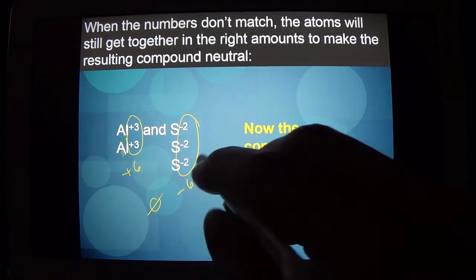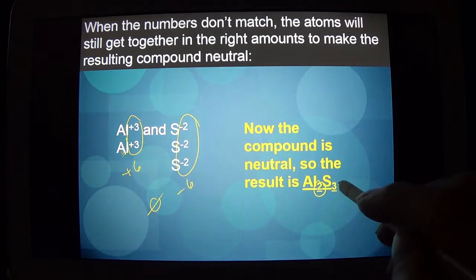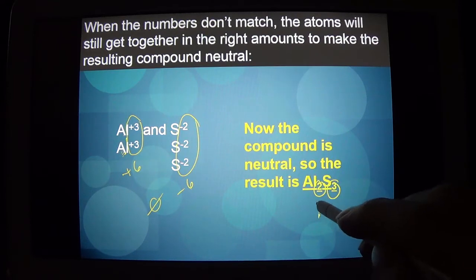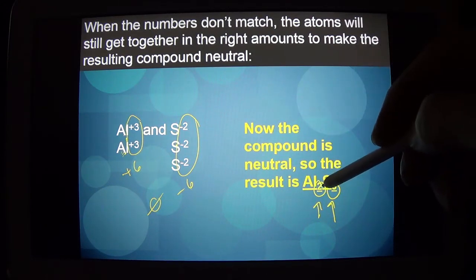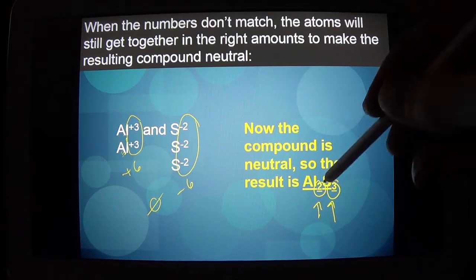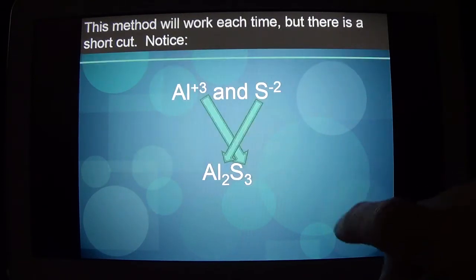2 of them. How many sulfurs did it take to get there? 3 of them. That's what those subscripts represent: the amount of atoms in that compound that are needed to neutralize the whole compound. And nature will make the compound neutral. We just need to note the ratio, because nature doesn't then tell us, oh, by the way, the ratio was. It's up to us to figure that out. So 2 aluminums, 3 sulfurs in the compound of aluminum sulfide.